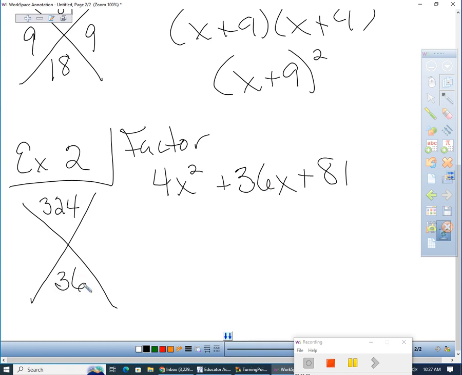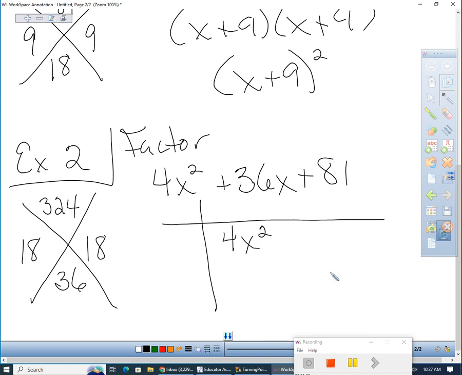When you start getting big numbers like this, the first thing you should always check is take that bottom number, which is 36, and divide it by 2. 18 and 18. Check to see if 18 times 18 gives you the top number. Okay? So now we're going to go to our box. First spot is 4x squared. Last spot is 81. Our diagonal is 18x and 18x.